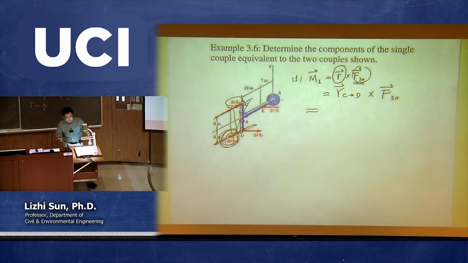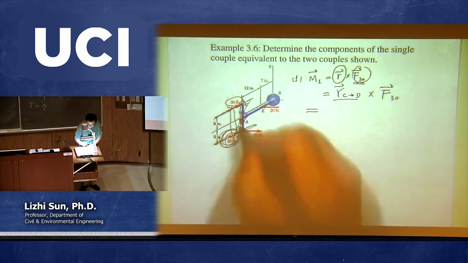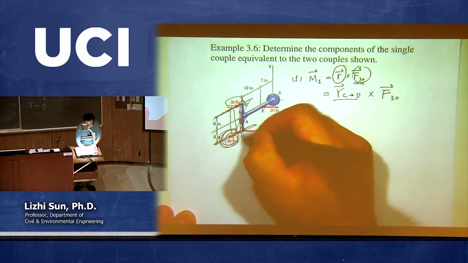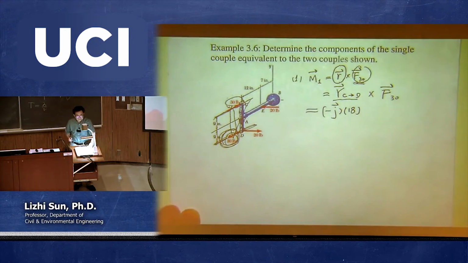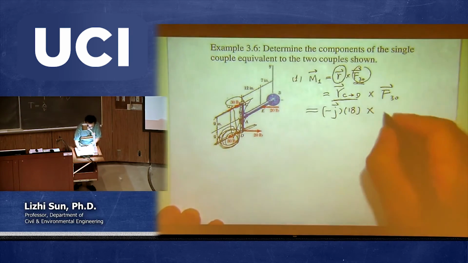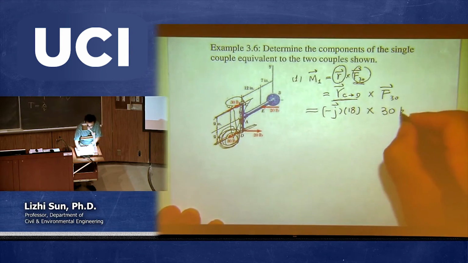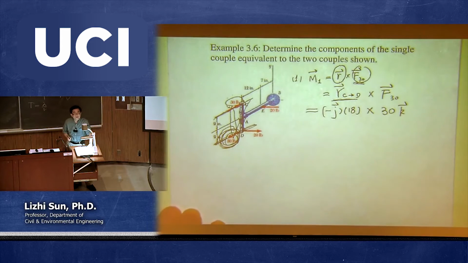Okay, so now let's do one by one. What is R from C to D? This is R. So obviously the magnitude is still 18. It's in the y direction, but it's the opposite way. So that's going to be negative j multiplied by 18. So this is the distance. And then cross the force. So make sure this is the force. The magnitude is 30 pounds. And what's the direction? This is in the z direction. That's k. Okay, so that's the moment due to these two special forces forming that couple.